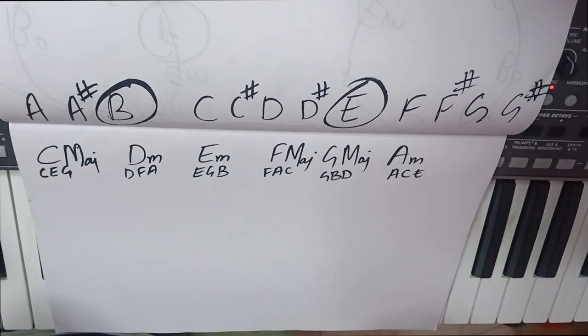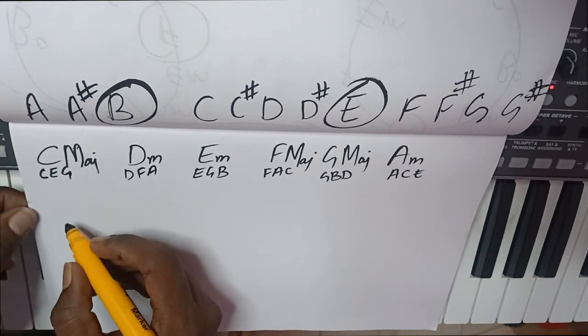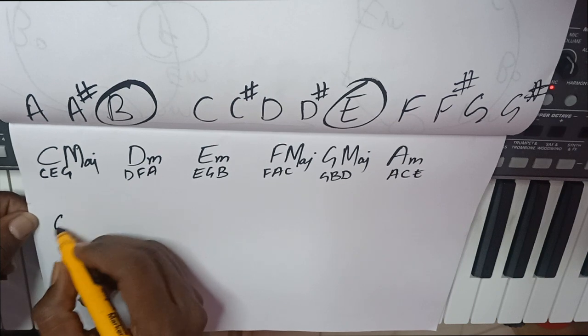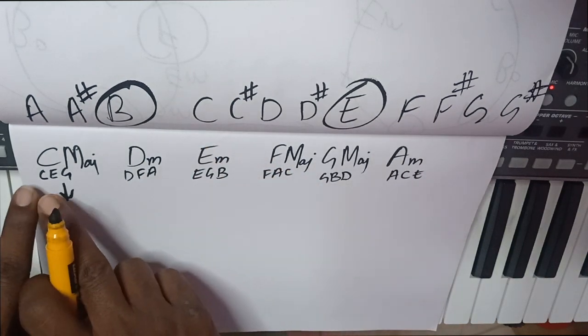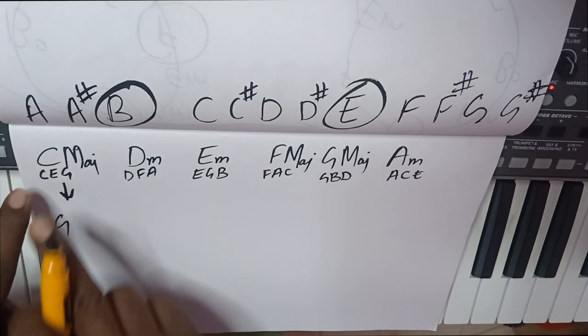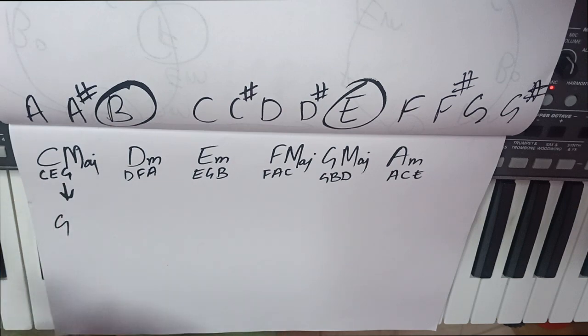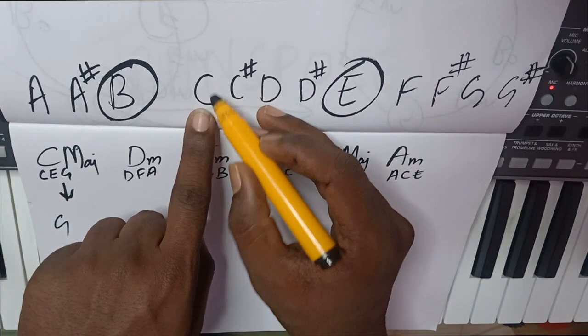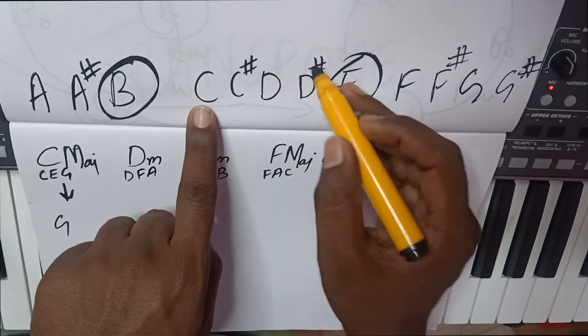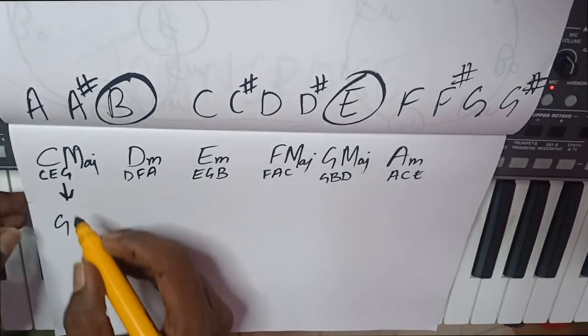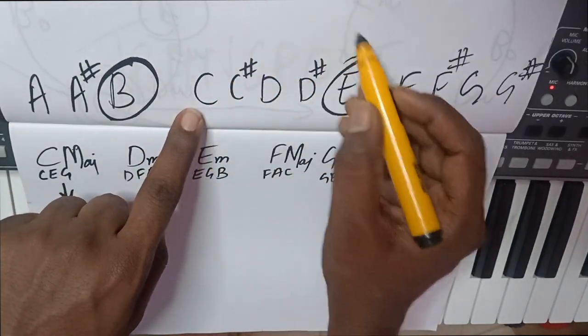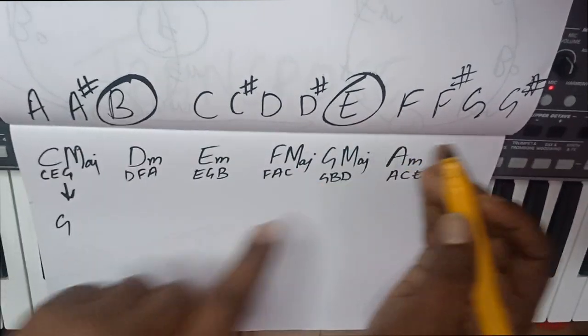Now imagine if you had to transpose it to G major. So what would you do? All you have to do is see the distance from C to E. So what's the distance from C to E? It goes 1 step, 2 steps, 3 steps, 4 steps. So it's 4 steps from C to E, right? So let's go from G.